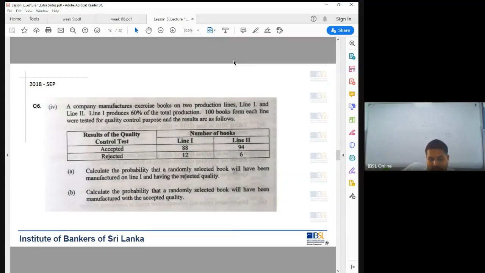However, we don't have to forget that line 1 eventually produces more than line 2. 60% of the books are coming from line 1. For the questions, calculate the probability that a randomly selected book will have been manufactured on line 1 and having rejected quality. Read it again and see. Calculate the probability that a randomly selected book will have been manufactured on line 1 and have been rejected for quality. Second part, calculate the probability that a randomly selected book will have been manufactured with the accepted quality. So give it a shot and see.